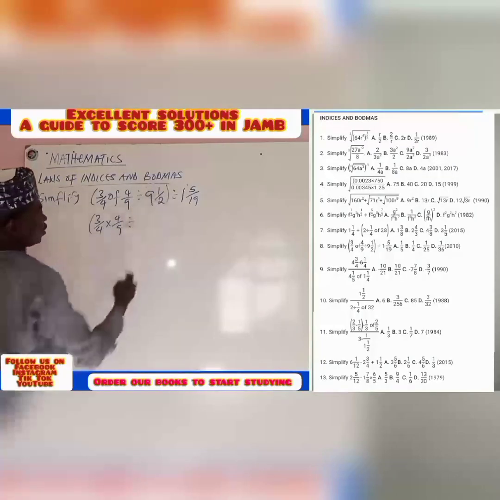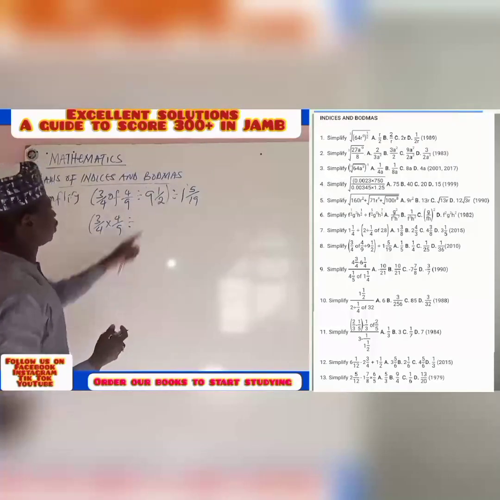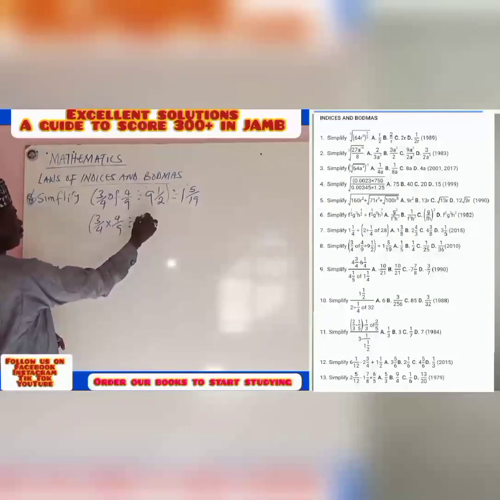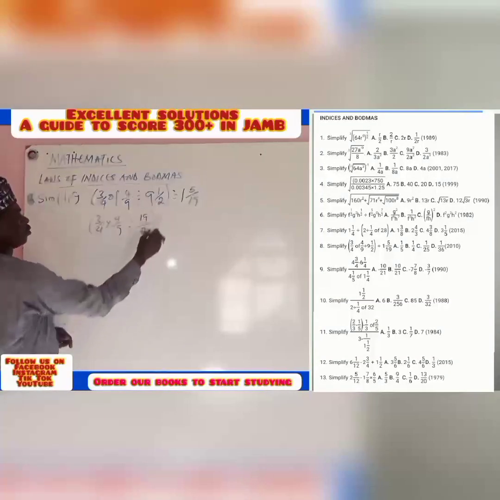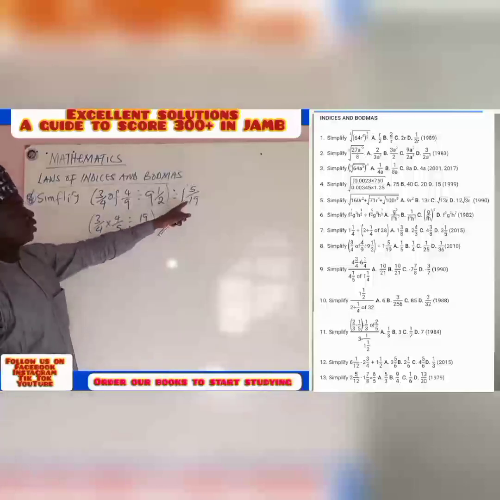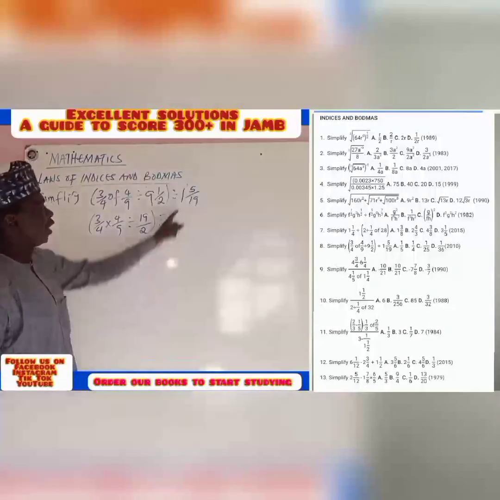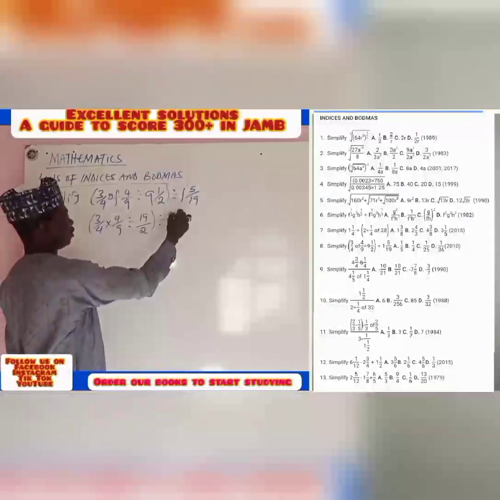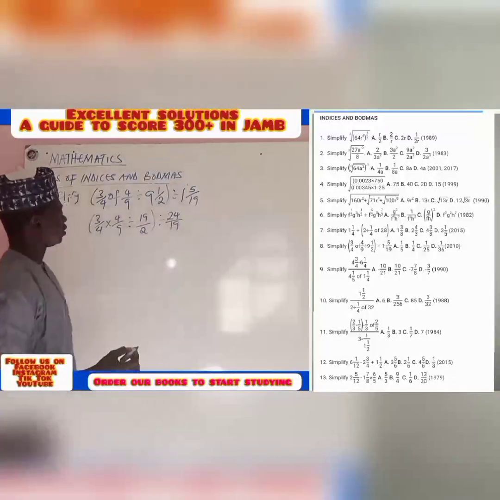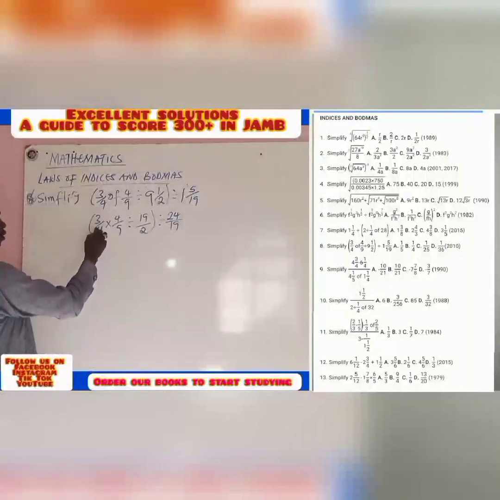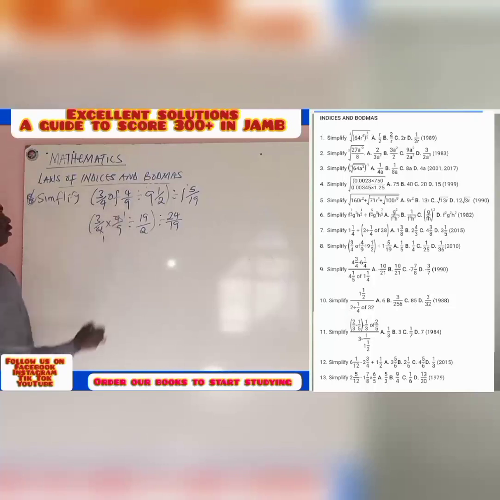We now say 9 times 2 is 18, 18 plus 1 is 19. So we have 19/2, all divided by 1 times 19 is 19 plus 5, we have 24/19. So the next thing we do here, 4 here, 1, 4 here, 1.